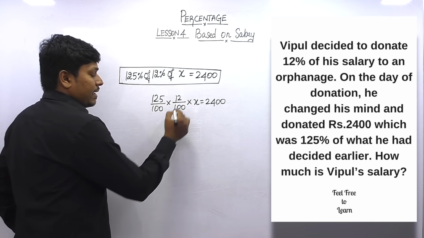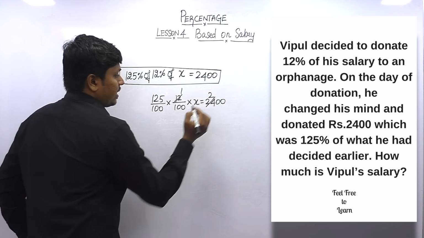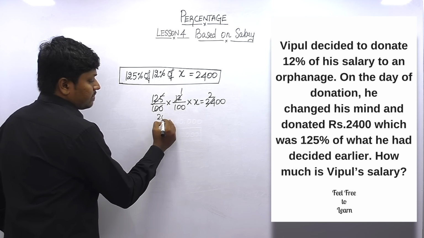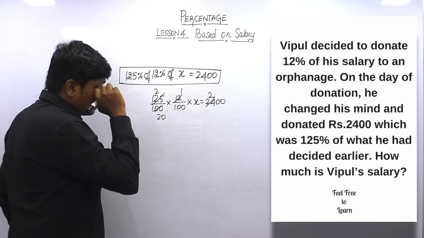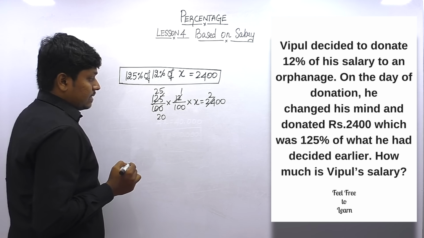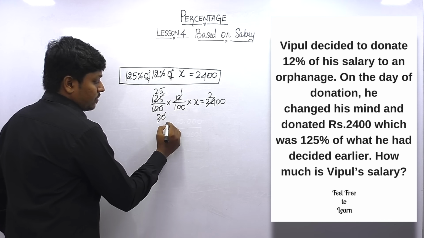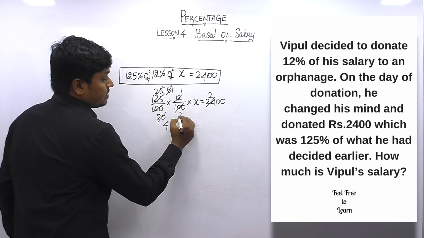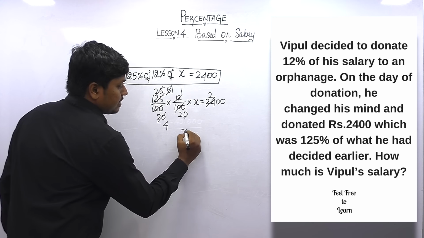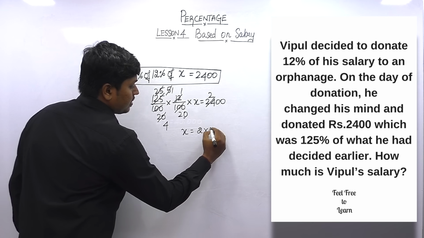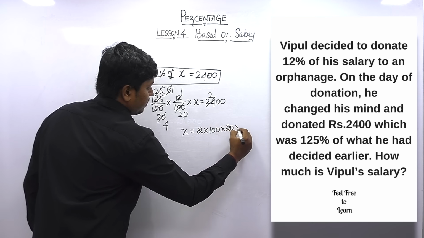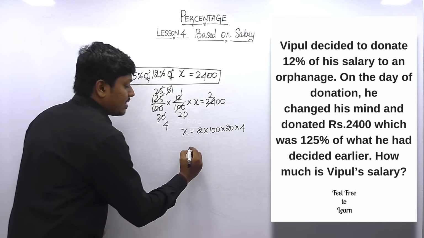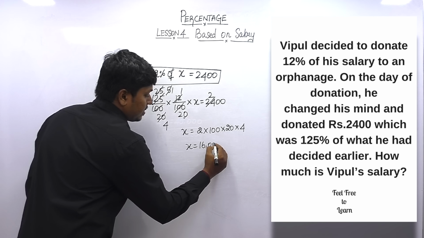So now I think you can cancel this. 12 ones are 12, 12 twos are 24, and you can cancel this on the 5 table. So this will be 20 times. Cancel this on the 5 table: 5 twos are 10, which is 25, right? So 25. Next, again we can cancel this on the 5 table. 5 fours are 20. Cancel this on the 5 table: 5 ones are 5. So I think we can write this as X is equal to 2 into 200 into 20 into 4. So 4 twos are 8, 8 twos are 16. So finally we can say the answer for this question, Vipul's salary, will be 16,000.